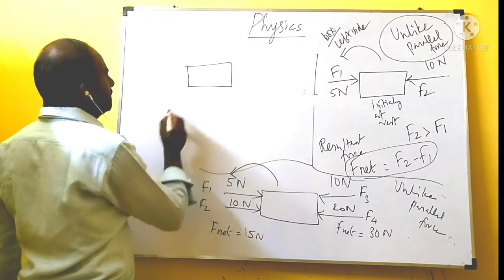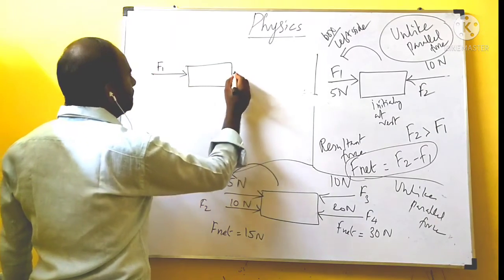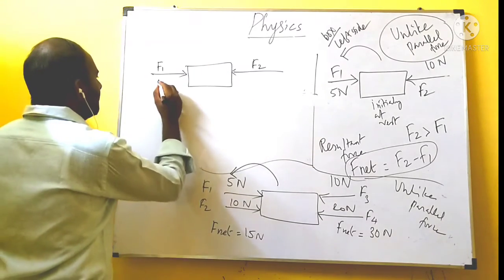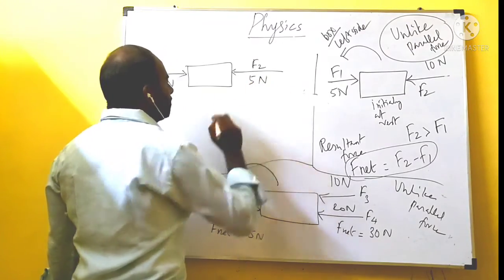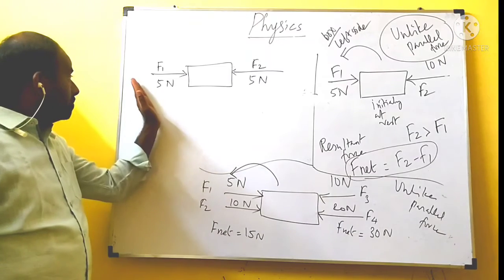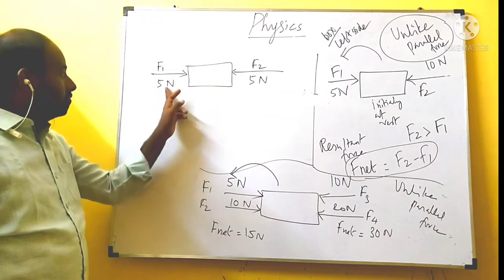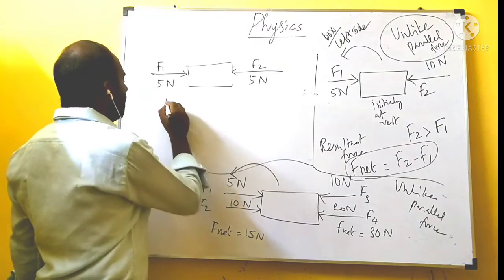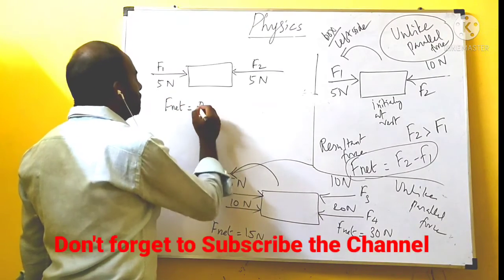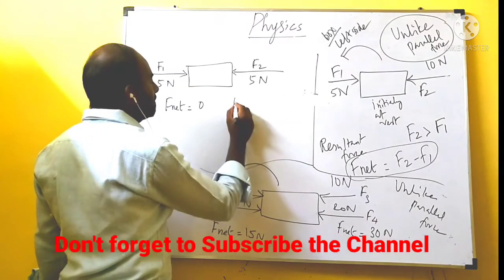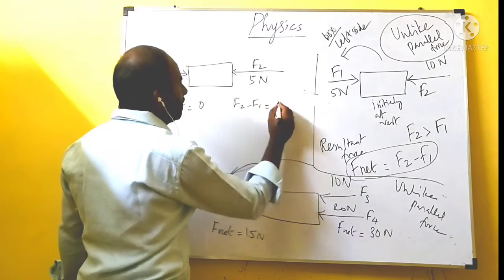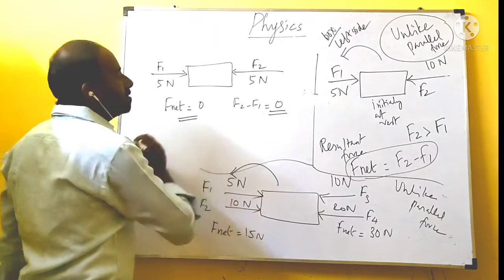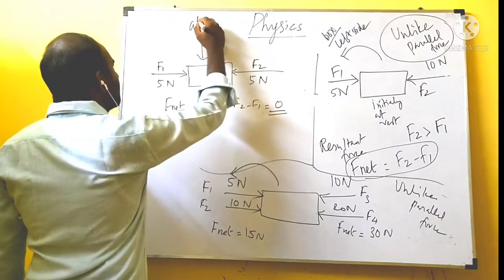See here, this is an object. Here F1 and this is F2. Two unlike parallel forces are acting here. If F1 is 5 Newton and F2 is 5 Newton, what will happen? The object will try to move due to one force, and will try to move by the other force, but both are equal. So F net is equivalent to 0 because both forces are equal. F2 minus F1 is 5 minus 5, which is 0. Though it is an unlike parallel force, the resultant force is 0. So the object will be at rest.